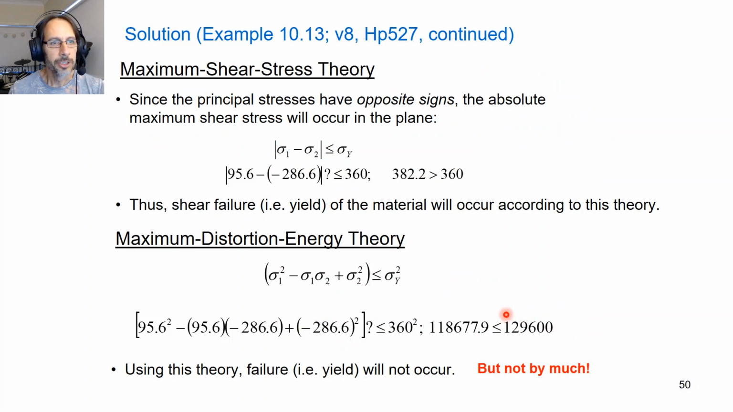So, all right, this also shows you the fact that the maximum shear stress theory is more conservative than the maximum distortion energy theory, right? Because this has predicted that yield has occurred, whereas this hasn't.